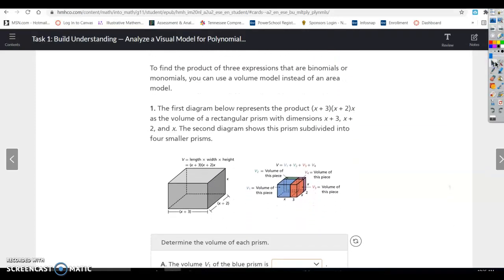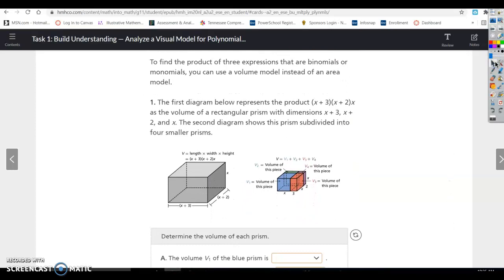All right, to find the product of 3 expressions that are binomials or monomials, you can use a volume model instead of an area model. So remember, volume, the difference is it's 3-dimensional. The first diagram below represents the product x plus 3 times x plus 2 times x, as shown in the rectangular prism with dimensions x plus 3, x plus 2, and x.